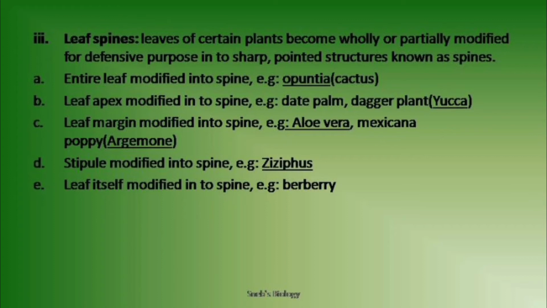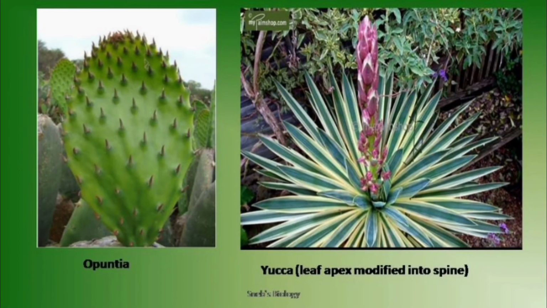Now which part is getting modified would give us the subtypes. If the entire leaf changes into spine, we will call it whole leaf spine or entire leaf spine. This is seen in case of cactus, where the entire leaf is modified into a spiny structure. So why is the leaf getting modified into spine? This is to minimize the transpiration. As the leaf changes into a spiny structure, there are no stomata, no transpiration.